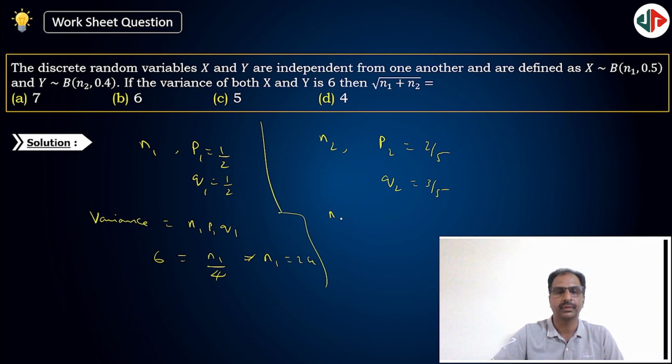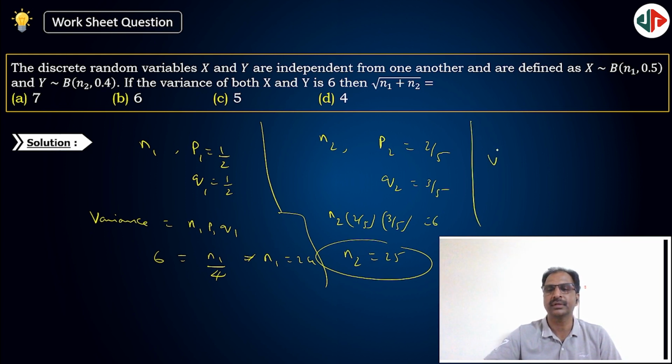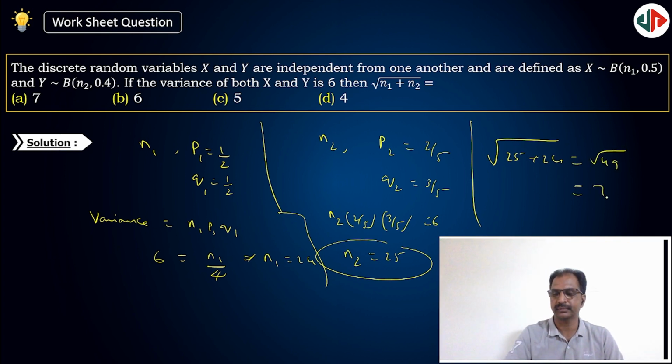Now here, n2 into 2 by 5 into 3 by 5 is also given as 6. So from that n2 is equal to 25. Now the question is under root n1 plus n2: 25 plus 24, root 49, which is 7.